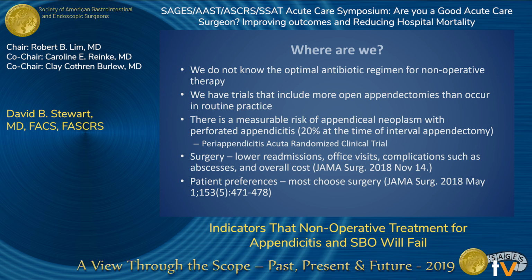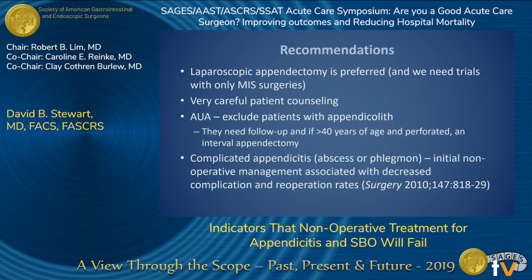Very recent data suggests that in comparison to antibiotic therapy, appendectomy is associated with lower readmissions, fewer office visits, a lower complication rate, and reduced overall costs. And while patient preference studies require an equitable presentation of all of the options, the most recent data from this discipline suggests that most patients would choose surgery, as I believe most surgeons would as well. And so we could agree with a prior statement from SAGES that in terms of surgical intervention for adults with acute appendicitis, the preferred approach is laparoscopy. And we need trials that only include laparoscopic approaches for a valid comparison to antibiotic therapy.